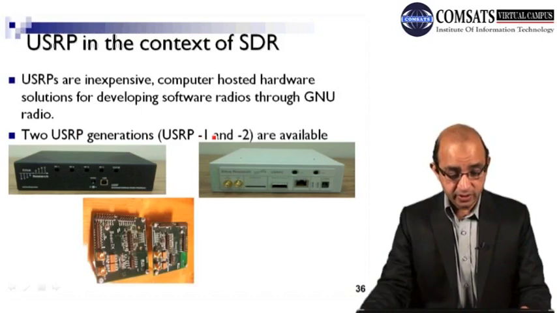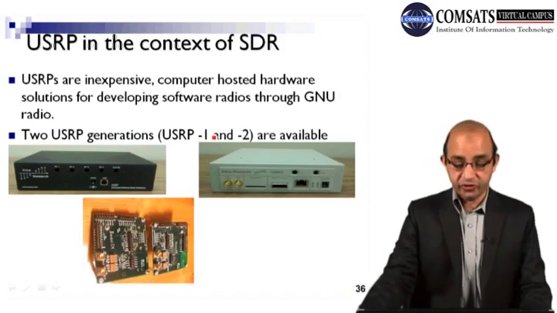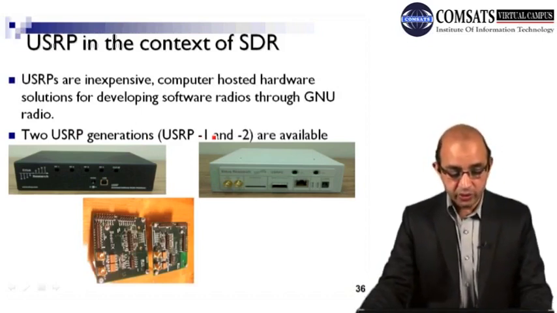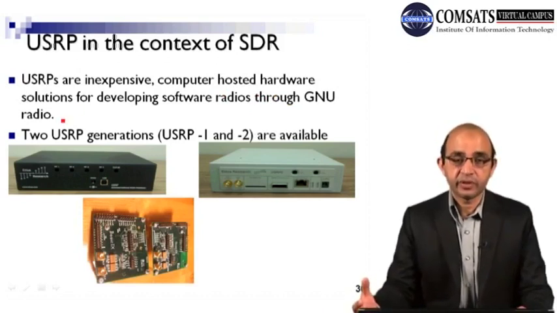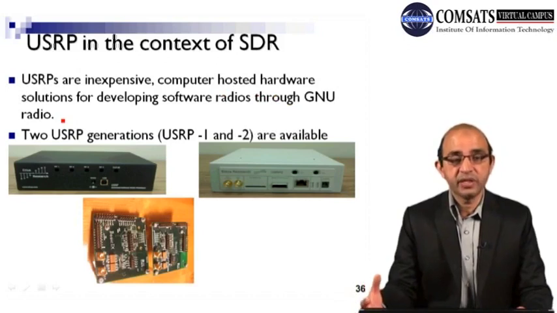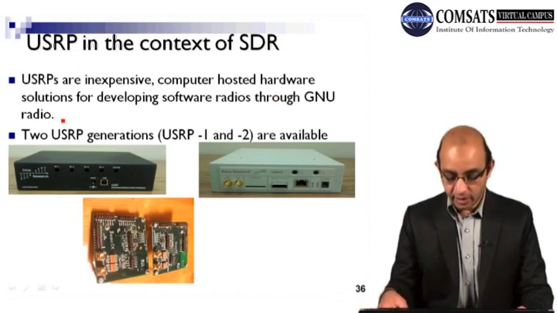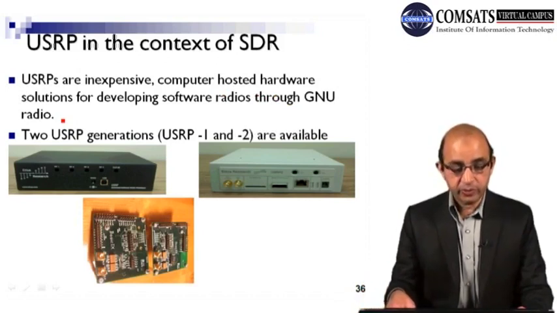So if we talk about USRP in the context of SDR, you can see we have different generations of USRP, USRP 1 and 2. It is an inexpensive computer hosted hardware solution for developing software radios through GNU Radio, right? So we have open source software, and partially open design hardware, that is USRP, in order to build the flexible radio, right?